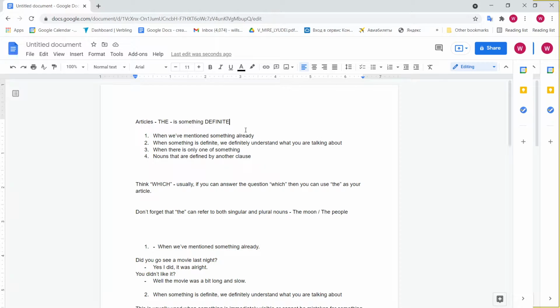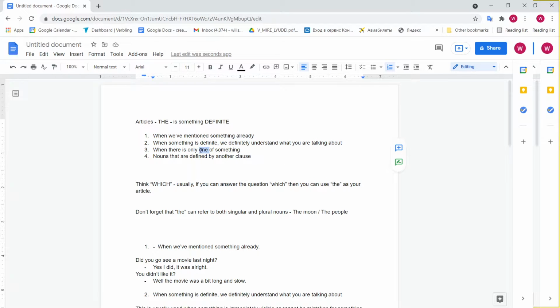We're going to be talking about four different rules that should cover, I don't know, maybe 70, 80% of the usages of the word the, and then there are different exceptions that cover the rest. So hopefully this will give you a pretty good overview. All right, so the four rules I want to talk about here are, so when we've mentioned something already, when something is definite and we definitely understand what you're talking about. We'll give you some examples in a second. I know it sounds a bit confusing.